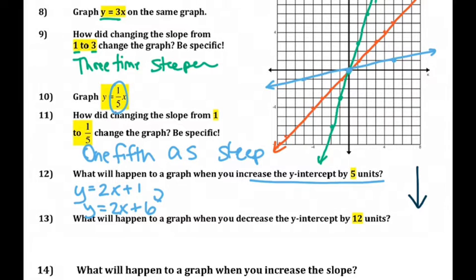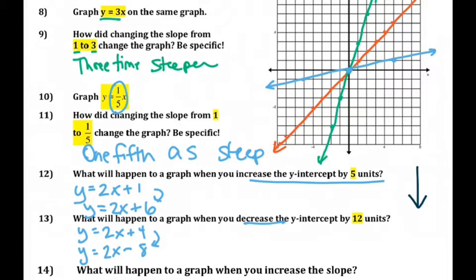Number 13, what will happen to a graph when you decrease the y-intercept by 12? So if you have y equals 2x plus 4, and I decrease that by 12, 4 minus 12 is negative 8, so I'm going to go from there. That's a difference of negative 12. So what's going to happen to my graph? Okay, you should have been able to answer that question.